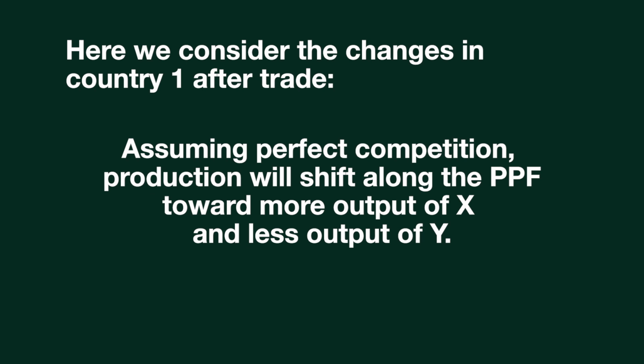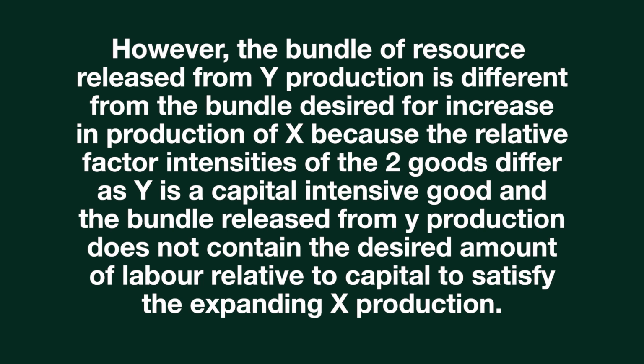For this to happen, resources must be taken away from the production of good Y and put into production of good X. But mind you, good Y was a capital intensive good. So the bundle that will be released from production of good Y will not exactly be the bundle which is required to initiate the production of good X, because good X is now a labor intensive good, whereas good Y is a capital intensive good.